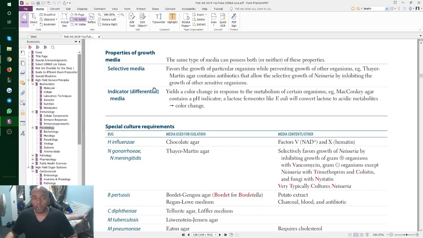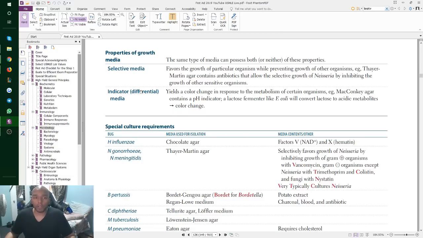And these media often get mentioned in questions as well, which is another way you're supposed to be able to differentiate what bug did what it did. So one is your Thayer-Martin agar, which actually contains antibiotics that allow the selective growth of Neisseria, but it kills off many other guys. And you have to know the specifics of Thayer-Martin agar when it's going to come up later on, so I'll talk about it there.